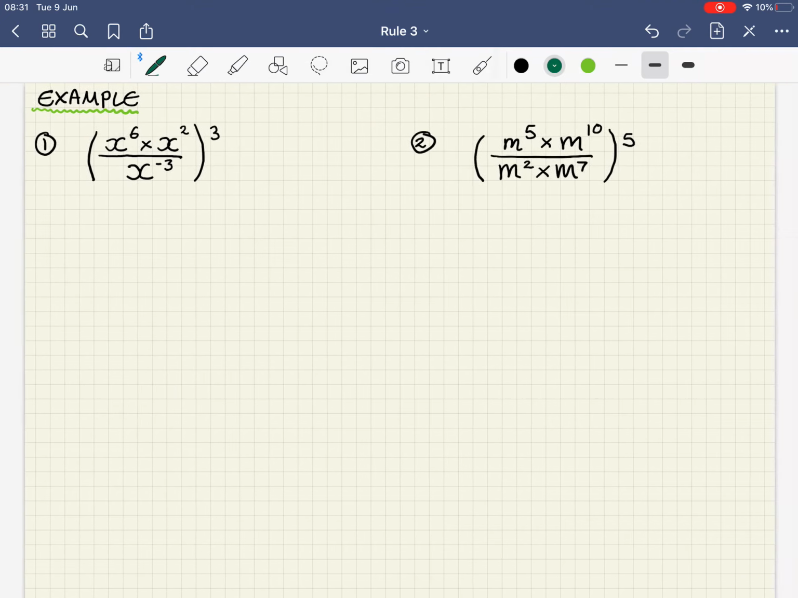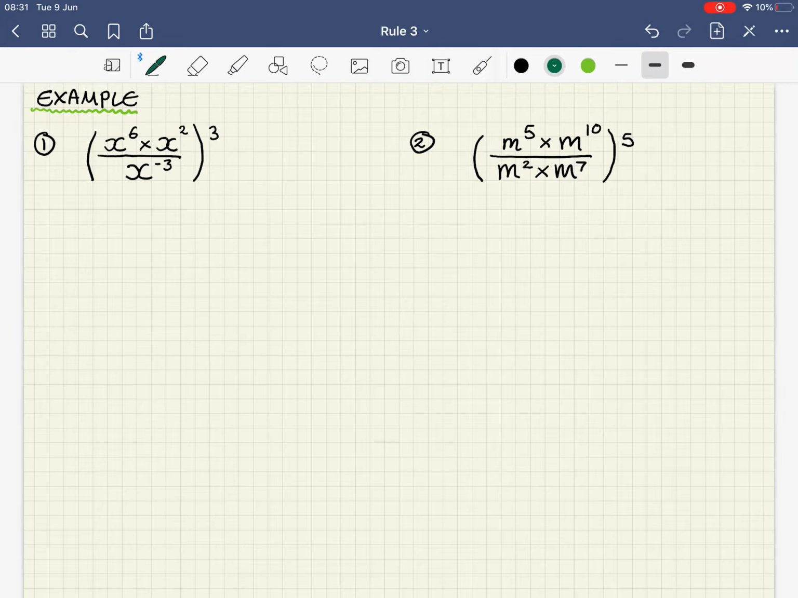Okay, and we can apply this rule with our previous 2 rules as well. So this first one here, I've got x to the power 6 times x to the power 2 all over x to the power of -3 and then all to the power of 3. So the first thing is we can't apply this new rule until we've got something a little bit easier in the bracket to deal with. So the first thing we need to look at is this top part. So I'm going to be using my rule 1.